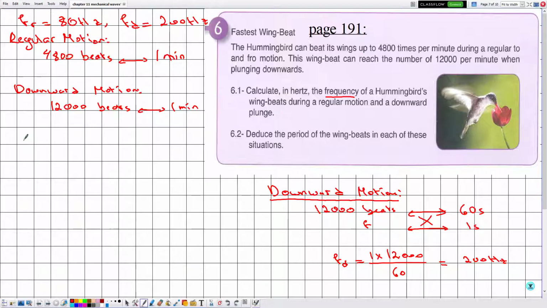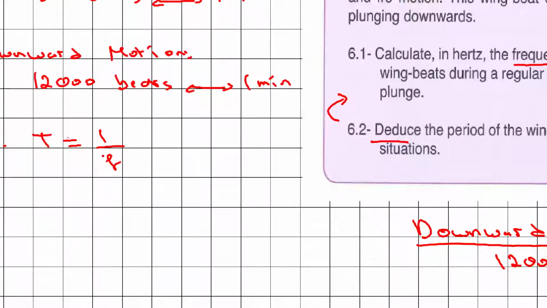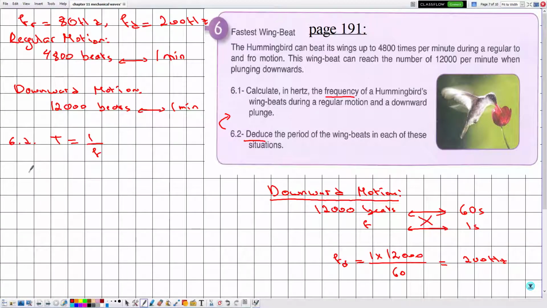Now in 6.2 they are telling us to deduce the period of the wing beats in each of these situations, and by deduce it means that we need to use the previous part. In the previous parts we have predetermined f_R and f_d corresponding to the regular and downward motion. No need to calculate the period using the rule of 3; the period can be calculated using the formula 1 over f, and by this we are using the previous part because we have already determined the value of f. Then let's start with the regular motion.